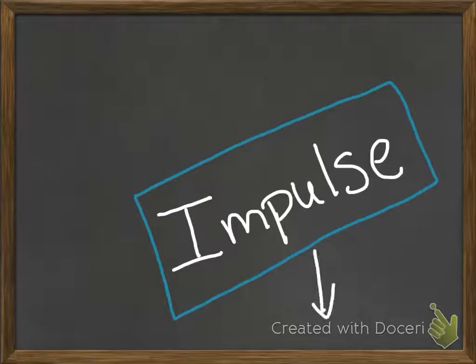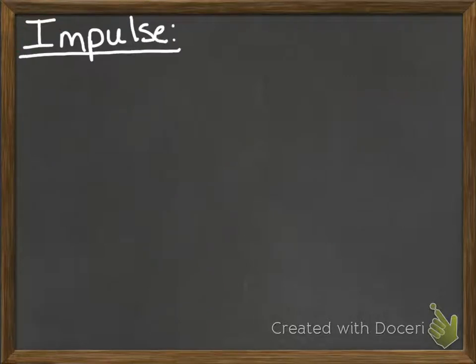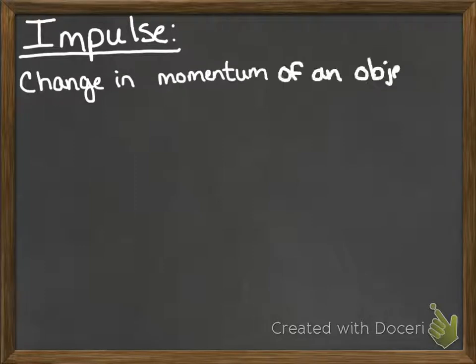So what is impulse? Well, this will give you a little bit of an idea what impulse is. Impulse is a change in momentum. So hopefully you've already read the notes on momentum. So we're looking at a change in the momentum of an object, and we call that our impulse.